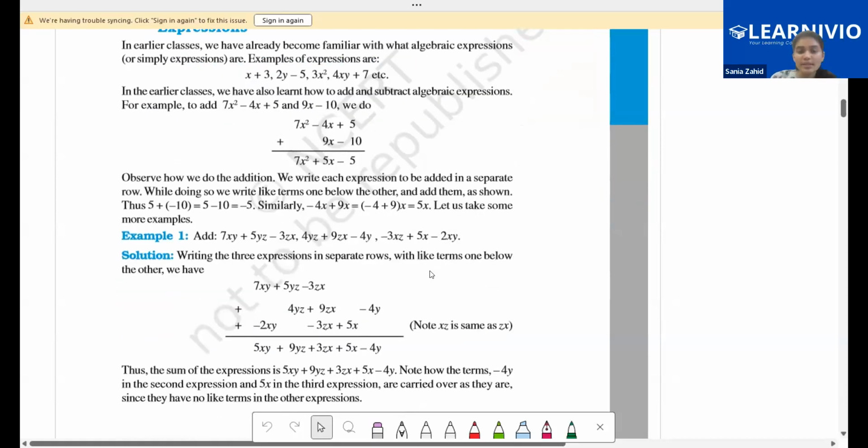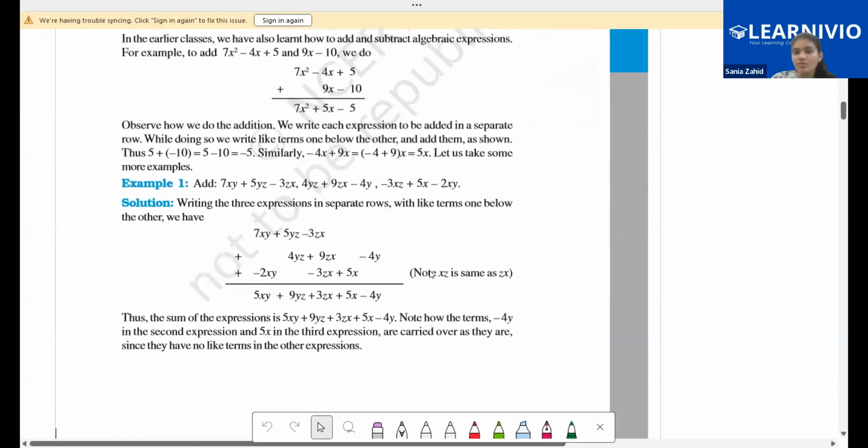Then we came to addition of these algebraic expressions. Remember, whenever you are adding or subtracting, you will always make a column out of it. From those columns, you have to arrange the terms in such a manner that like terms are always in one row, right? Like 7xy plus 5yz minus 3z. This is the first expression. Now the second expression you have to write in such a manner, like you look for 4yz. So 4yz should be written below 5yz, right? Because they are like terms.